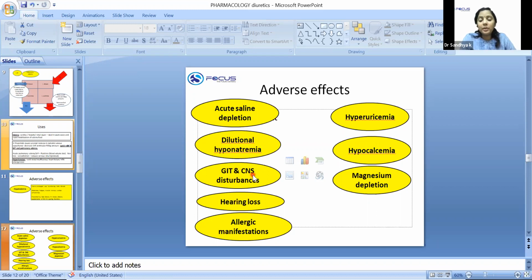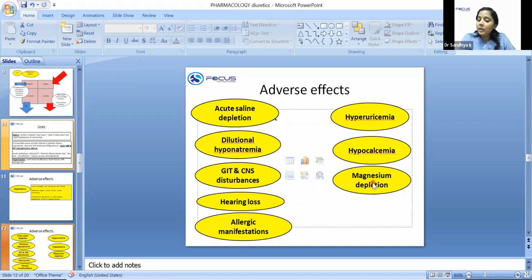Gastrointestinal and CNS disturbances: there is severe nausea, vomiting, dizziness, headache. Another adverse effect is hearing loss. There will be allergic manifestations like photosensitivity, itching, rashes. That is common with any drug. Hyperuricemia, which will result in gout. We know hyperuricemia is one of the adverse effects of furosemide.